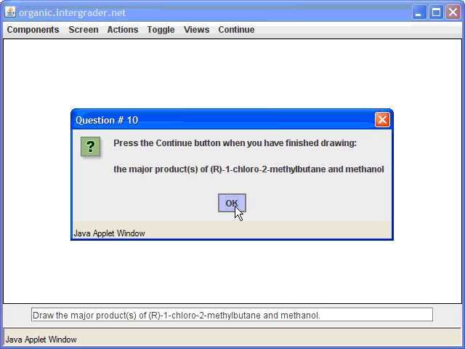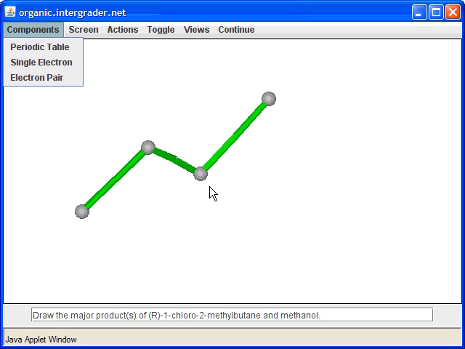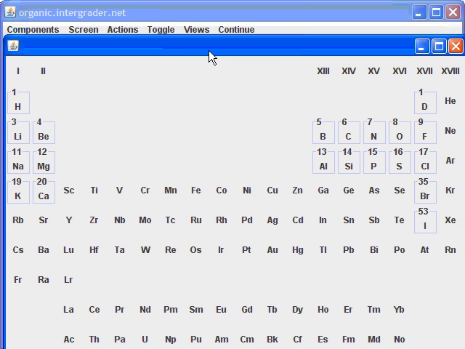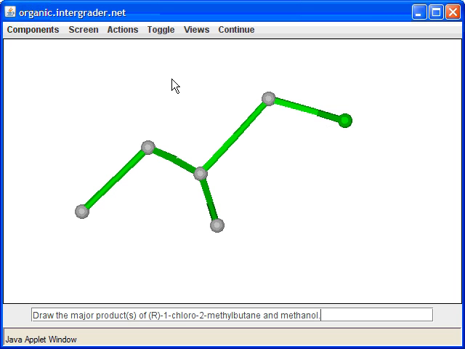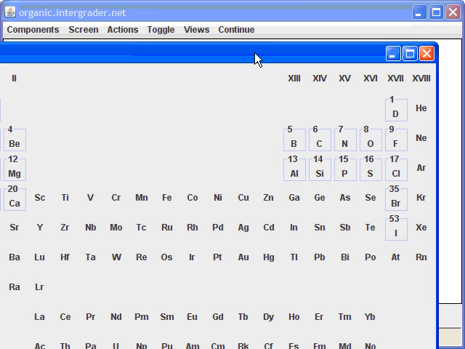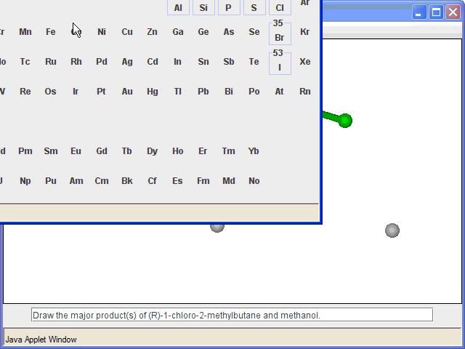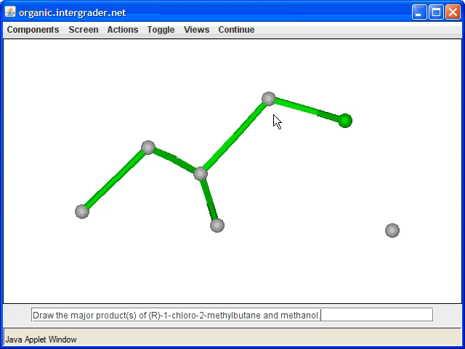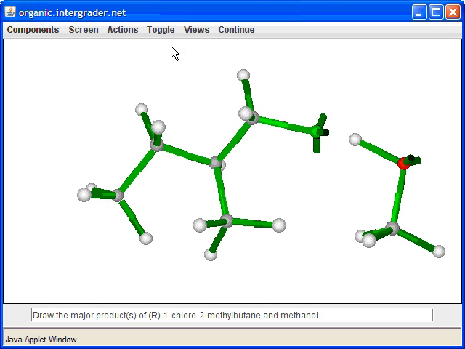Let me go ahead and draw the reactant again. So here we have butane, and we have 1-chloro. There's going to be a methyl here. Let's put the chlorine here. Then let's draw the methanol again. Let's put methanol here, and here's the oxygen. Let's put oxygen to make methanol here. Let's put everything together and hit arrange.